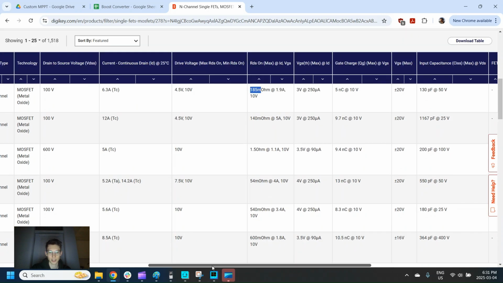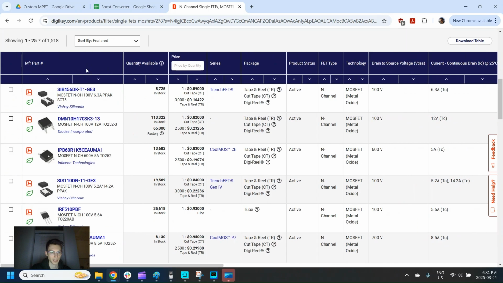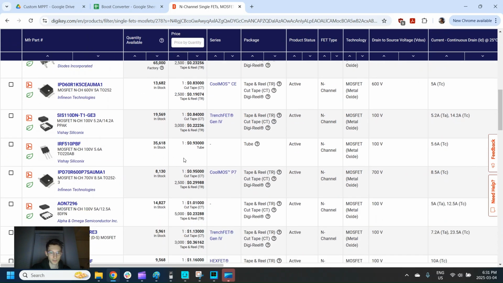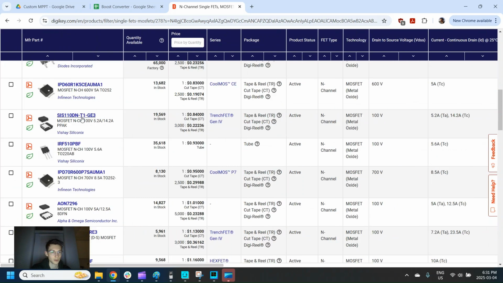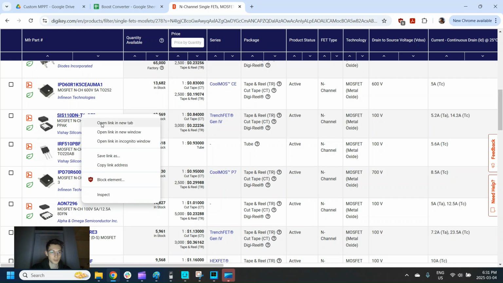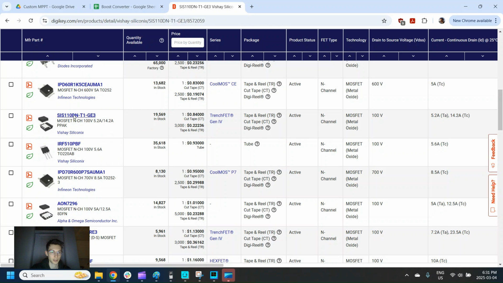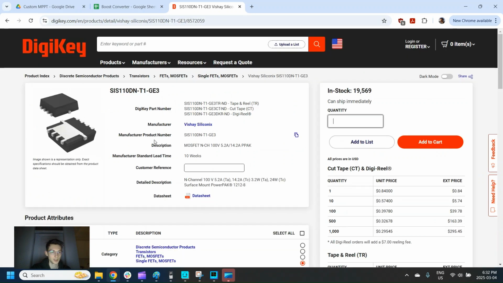There's a lot of different things to look at here. So let's sort this and just look for one that's pretty low, but in our range. So 54 milliohms at 10 volts. So this 10 volts is not the VDS. This is our drive voltage, sorry. So 54 milliohms. Yeah, this one looks okay. So let's take a look at this one. And we see it's the surface mount type. Open the data sheet.